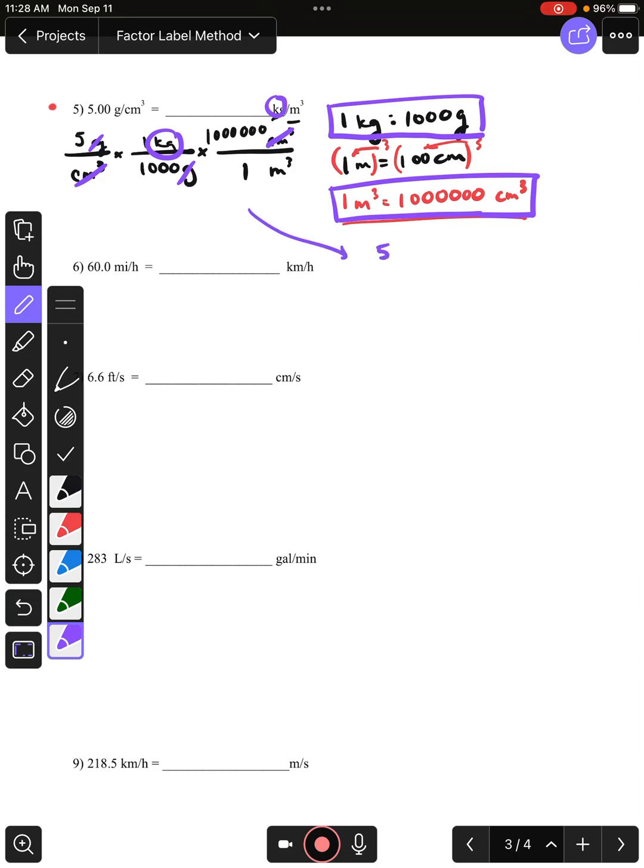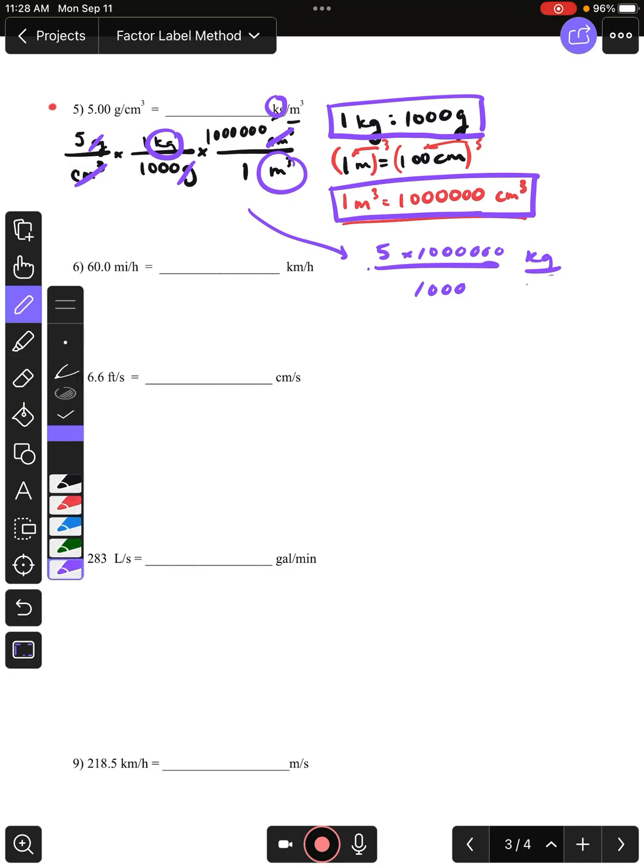I have 5 times 1 million divided by 1,000. And my final units are kilograms per meters cubed, as I have a circle there. That's a 3. I'm going to rewrite that just so it's very clear. This is meters cubed. Now, when I put this in parentheses, you can cancel out zeros or do whatever you want. I'm just going to put it all in. 5 times my answer of 1 million is 5 million divided by 1,000 is 5,000. So 5,000 kilograms per meter cubed.